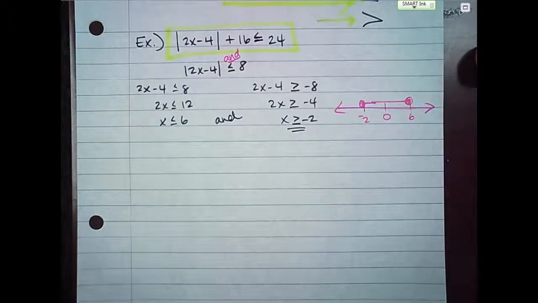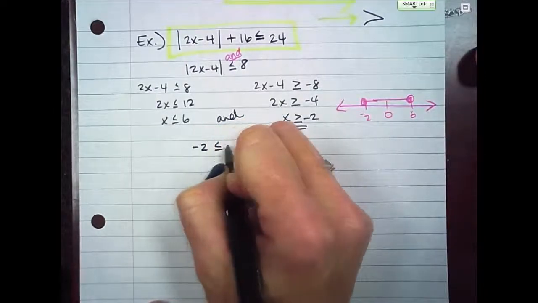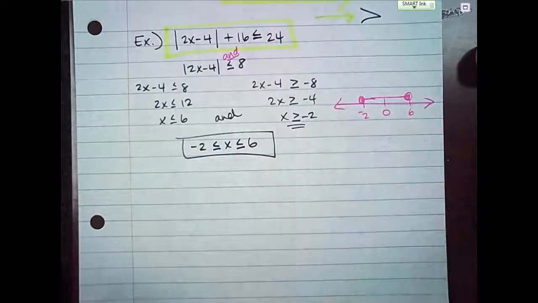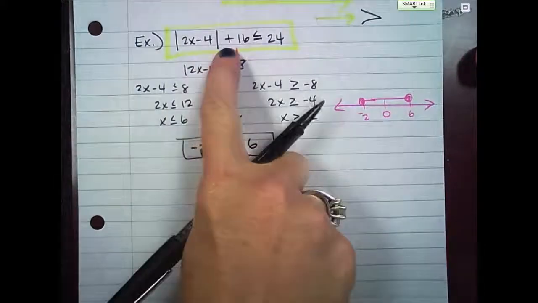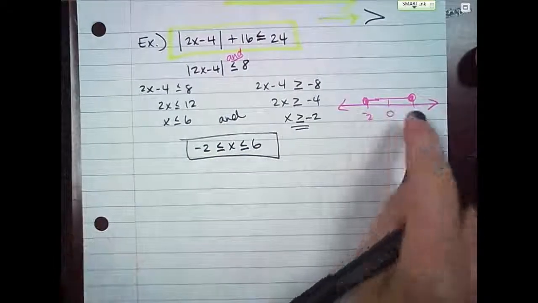Okay? Now then your answer, least to greatest, negative 2 less than or equal to x less than or equal to 6. All numbers between -2 and 6 make this problem up here true. You can plug in -2, you can plug in 0, you can plug in 1, you can plug in 1.5. Anything between this window works.